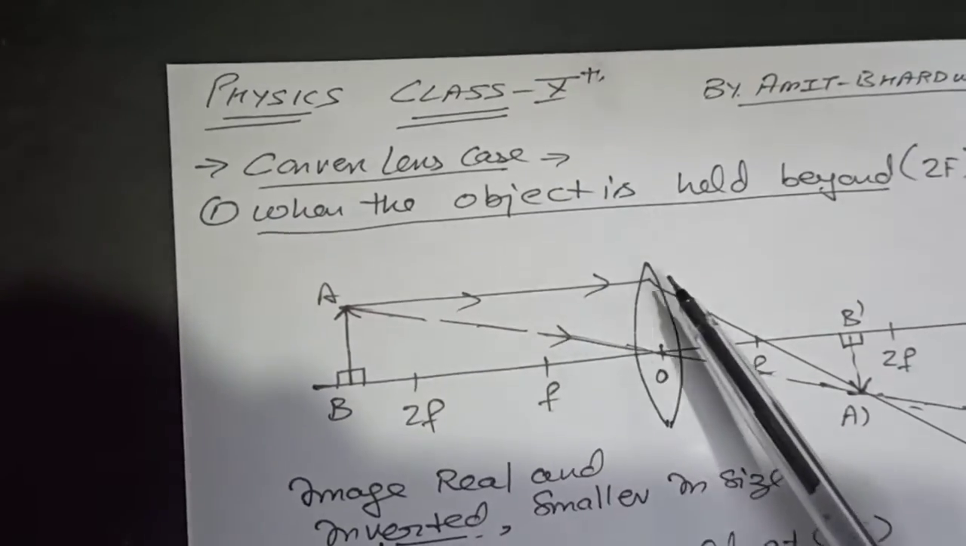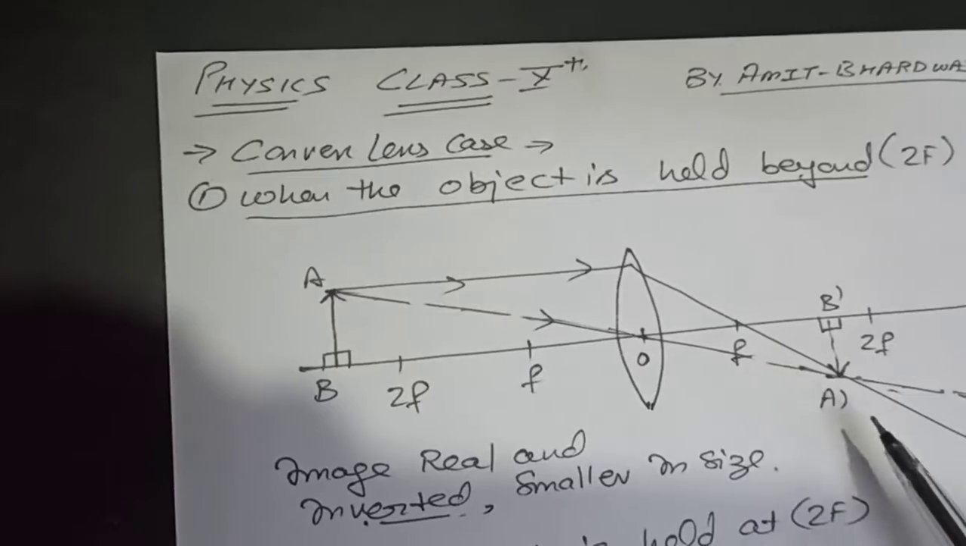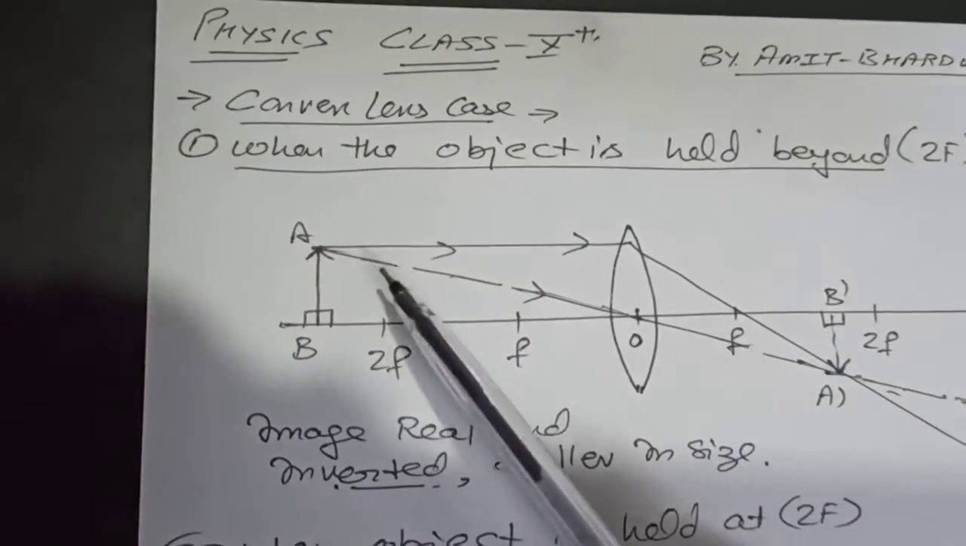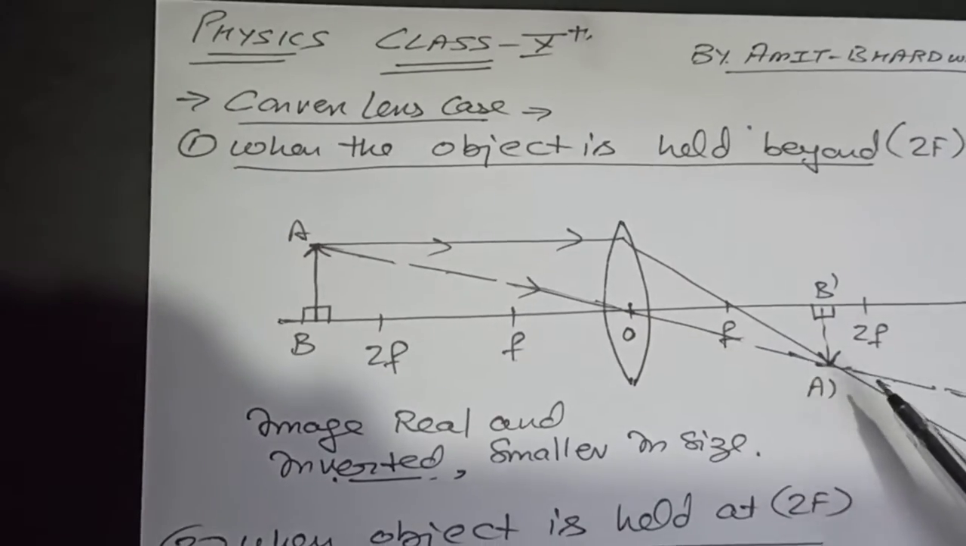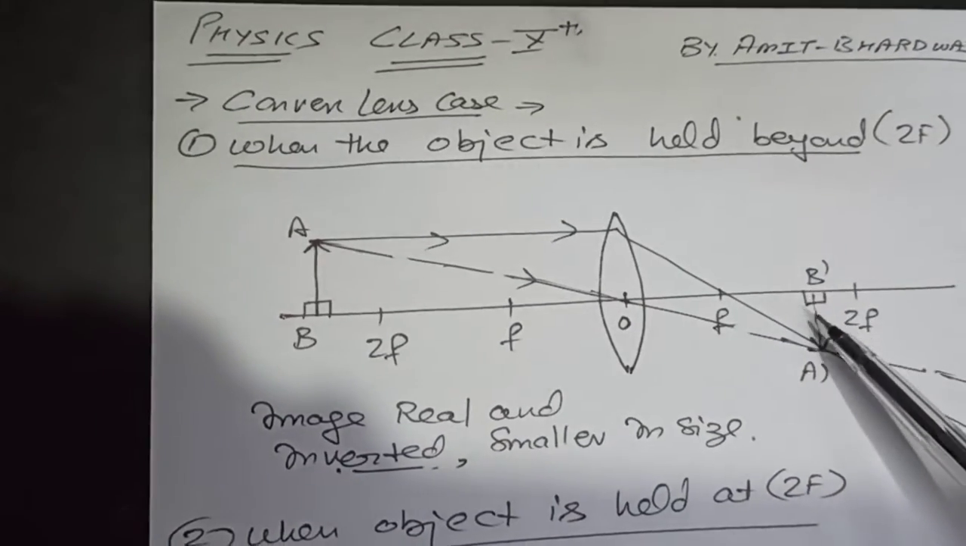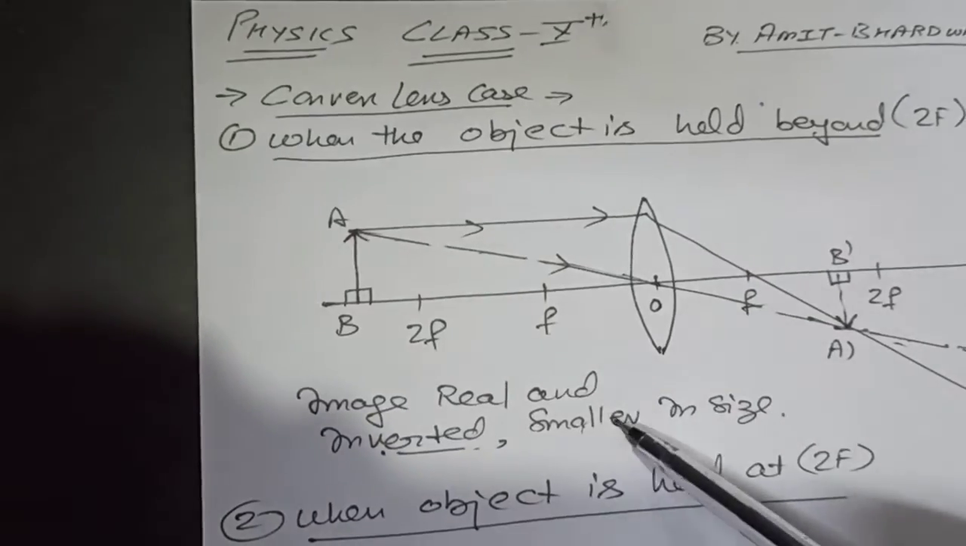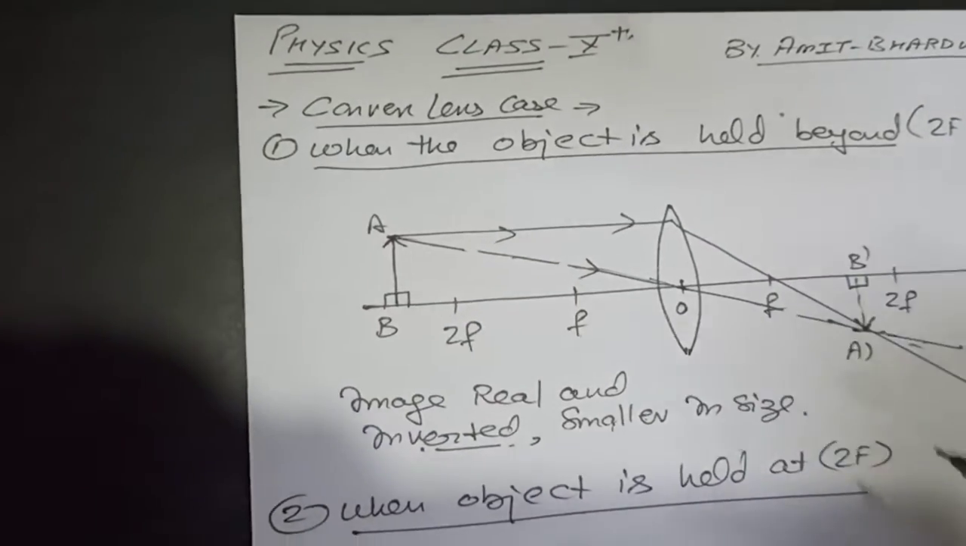So one ray will go parallel to the principal axis. It will converge because a convex lens is a converging lens, and another ray will pass through the optical center, and these both rays meet at a point. Here A dash B dash is the real and inverted image formed. This image is of a smaller size.